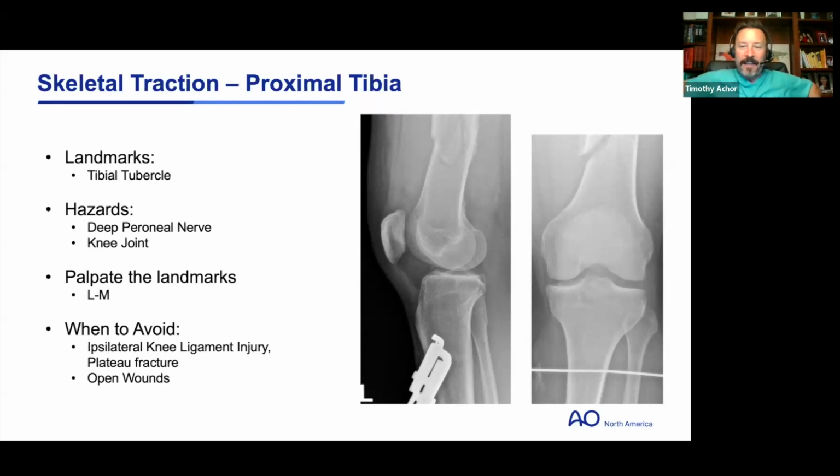So I don't mind an x-ray after the traction pin, but hopefully it's confirming what you already know. You put in a bicortical pin, using the techniques that were described of palpating with the wire, anterior, posterior, go midline, and away we go. But I would say the anterior air ball is for sure the most common error that we see.